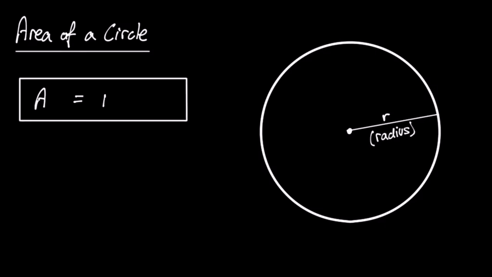We need that because we have a formula for calculating the area, and it looks like this. The area equals pi times the radius squared. So here's an example. We've got a radius of 6 meters.